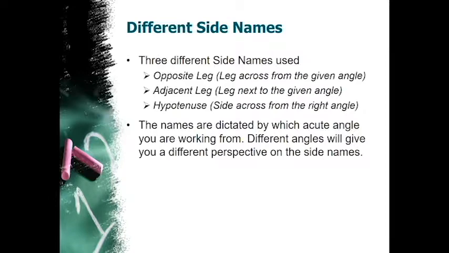The hypotenuse doesn't change no matter which of the acute angles you're working from, because it is always the side that's directly across from the right angle. These names are dictated by which acute angle that you are working from. Different angles will give you a different perspective on the side names.